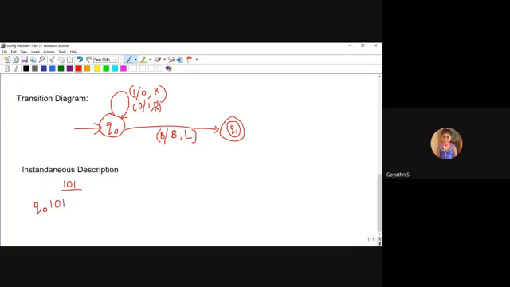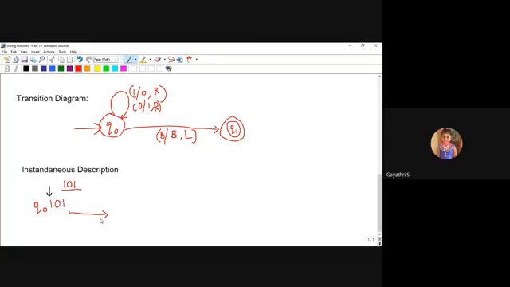So for the ID of a Turing machine, after the state, the tape head position must be included. The input alphabet the tape head is pointing to is placed immediately after the state. So this is step number 1, the initial stage. Then the tape head points to the 1, and if you are reading 1, that 1 is replaced by 0 as usual.